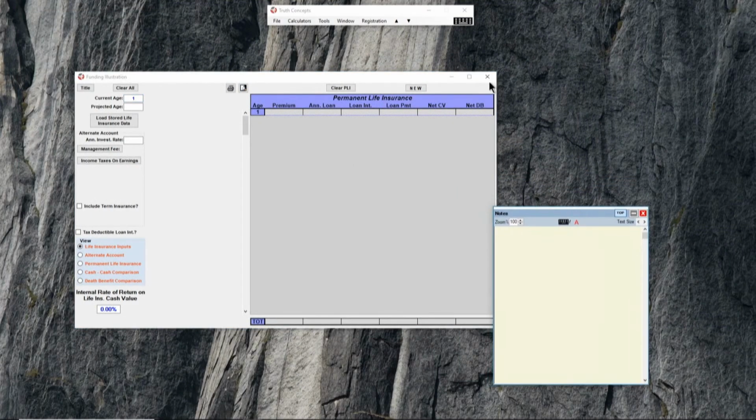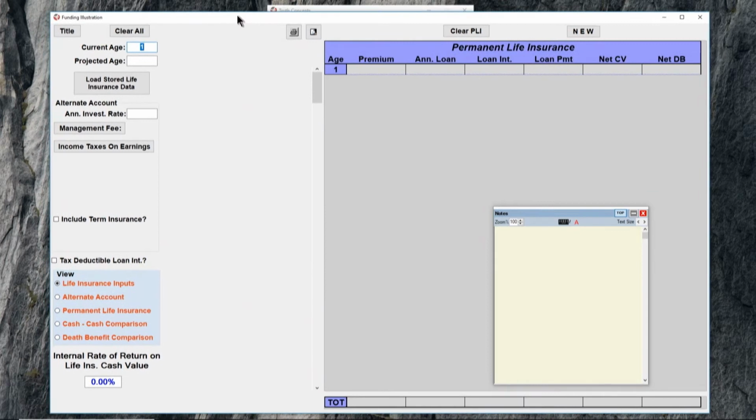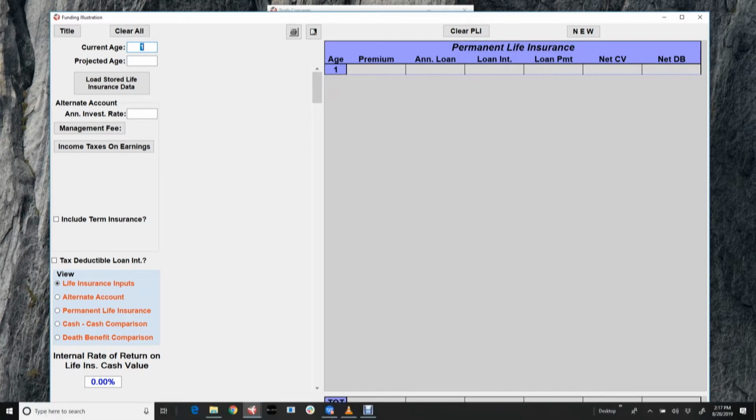So let's look at the rate of return on a life insurance policy. The funding calculator is one of my favorite calculators in here, because this is probably one of the most misunderstood tools out there in the financial world.